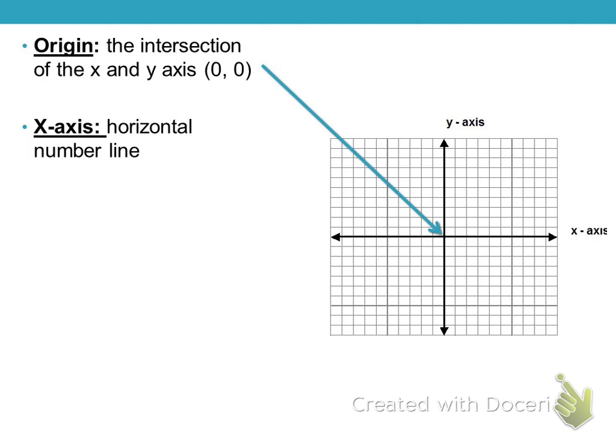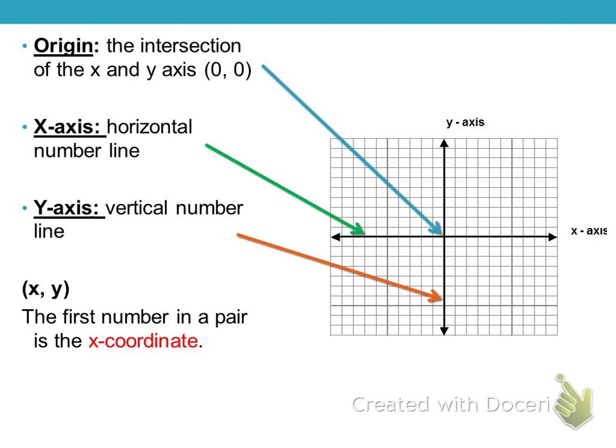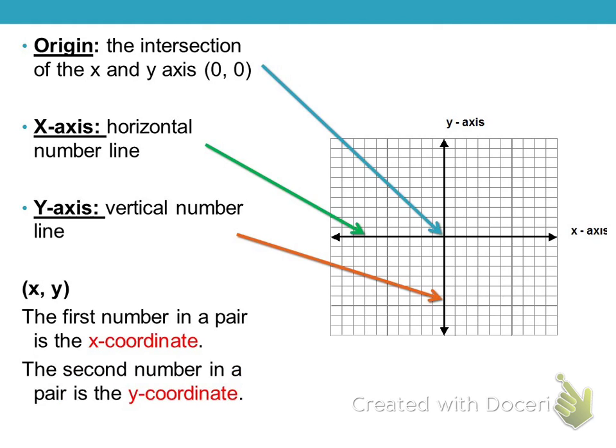All right, some more definitions. The x-axis is the horizontal number line, so this guy right here. The y-axis is the vertical number line, so this guy right here. And then we already talked about this when we were plugging these in to check the solutions. The first number is the x. The second number is the y. I just always remember alphabetical order, right? X's come before y's. So the first number is our x coordinate. The second number is our y coordinate. So the first number tells us what to do on the x-axis, side to side. The second number tells us what to do on the y-axis, which is up and down.